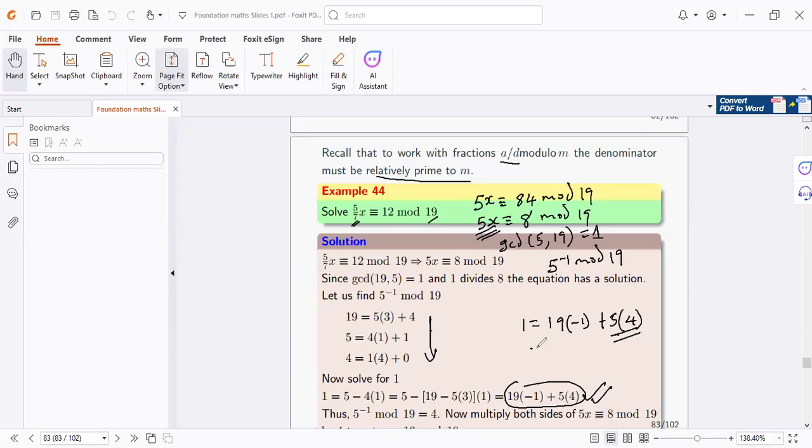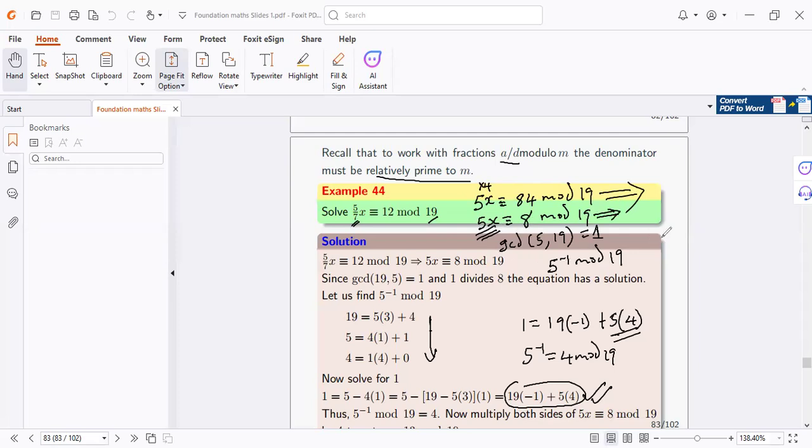So the inverse of 5 is 4 mod 19. Now, after finding this inverse, multiply it on both sides of this equation. So 5 times 4, then this side, oh, the reduced one. The reduced one is here, the one that has 8.